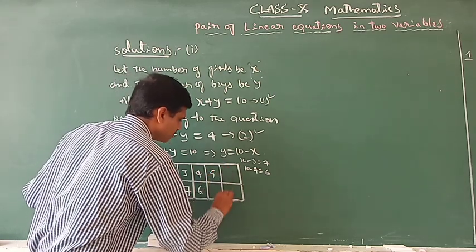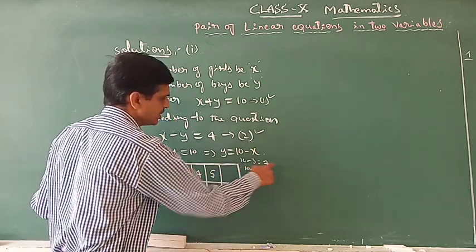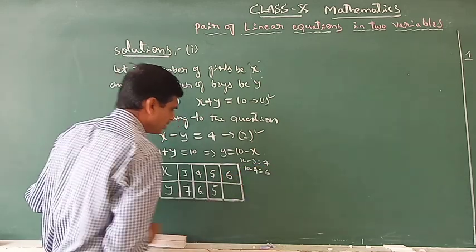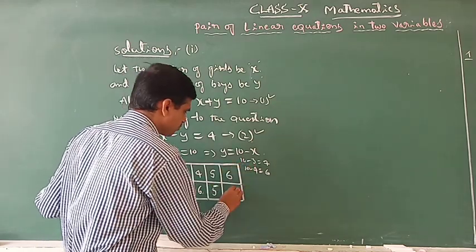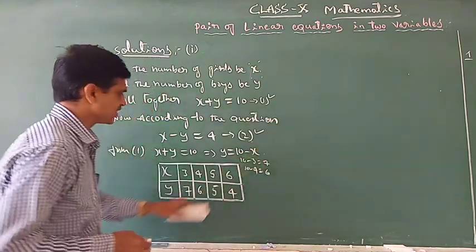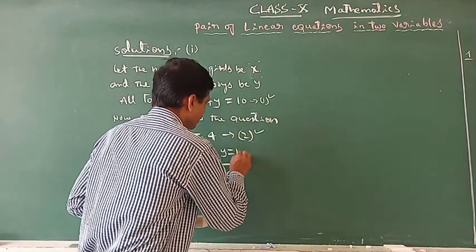Similarly, take 5. What does it become? 5, because 10 minus 5 is 5. Take one more, 6. 6 means 10 minus 6 means 4. Like this it goes on. Here the values come like this.